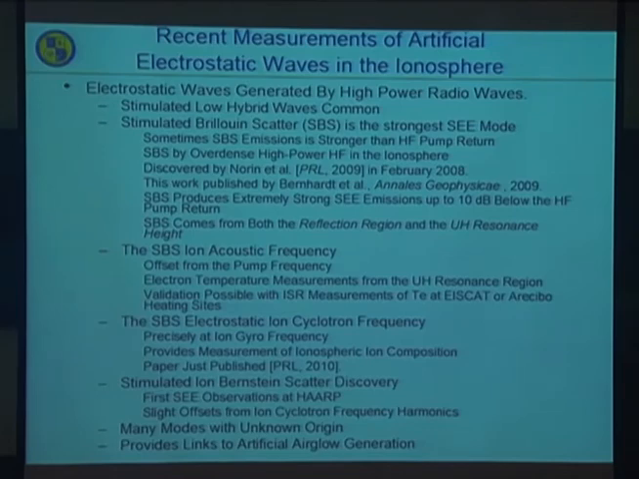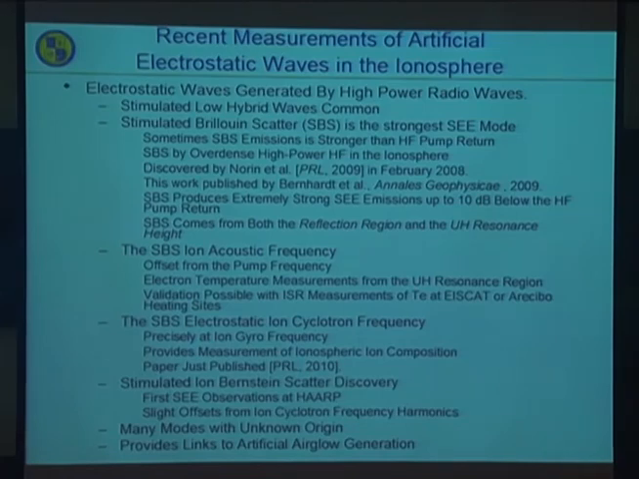All we have to do is turn on the high power radio waves, look for the emissions coming back, and we can then determine the composition of that sporadic E layer, whether it's metallic ions or molecular ions. The ion Bernstein discovery was recently made, and it's correlated very strongly with the artificial air glow that's produced, a very strong artificial air glow.